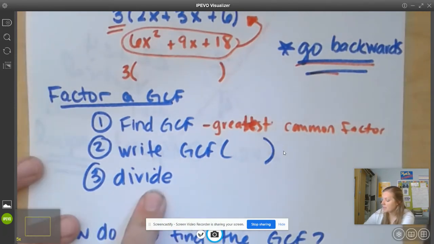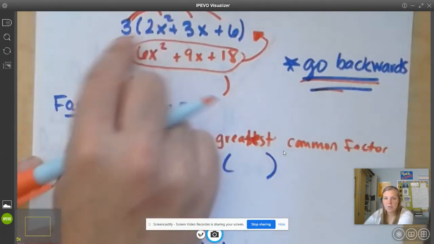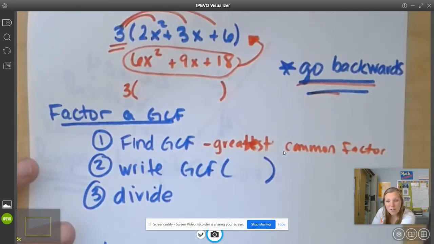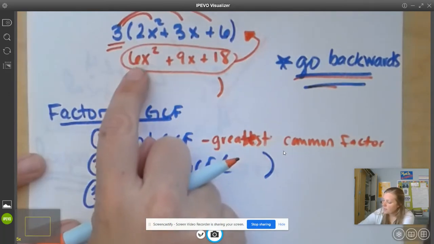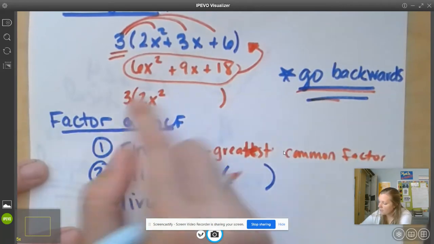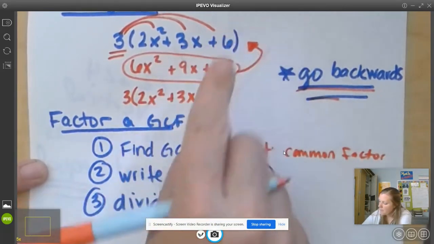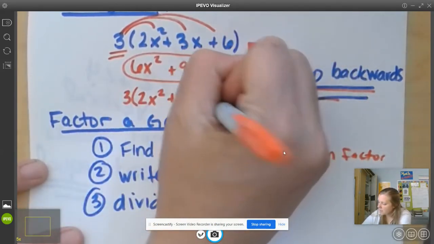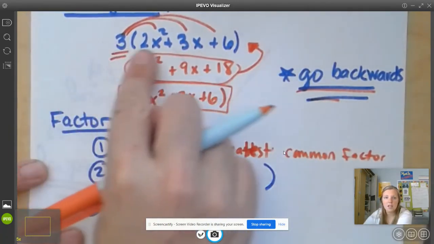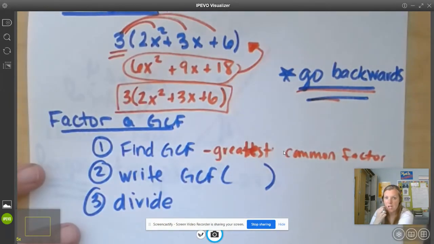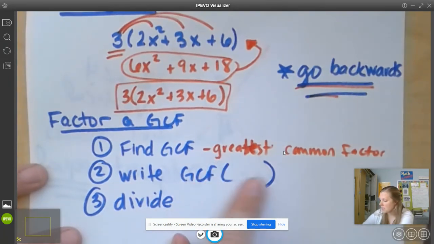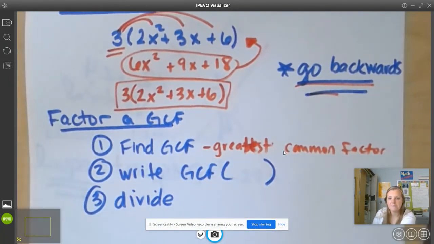And then the last step is to divide. If you remember the distributive property, you multiply, and so we're working backwards here. And so we're going to divide away the greatest common factor. So 6 divided by 3 is 2, and then the variable stays. 9 divided by 3 is 3, and 18 divided by 3 is 6. And so this is my factored answer, which, if you look, was the original problem. So we're going to find the greatest common factor. We're just going to write that number outside of the parentheses, and then we're going to divide.